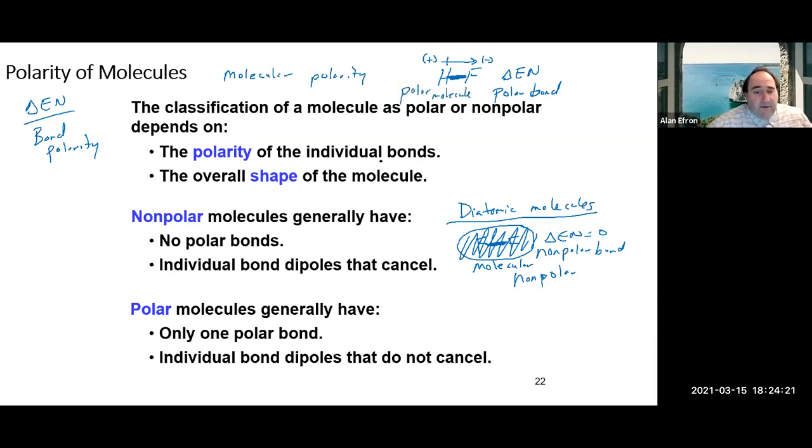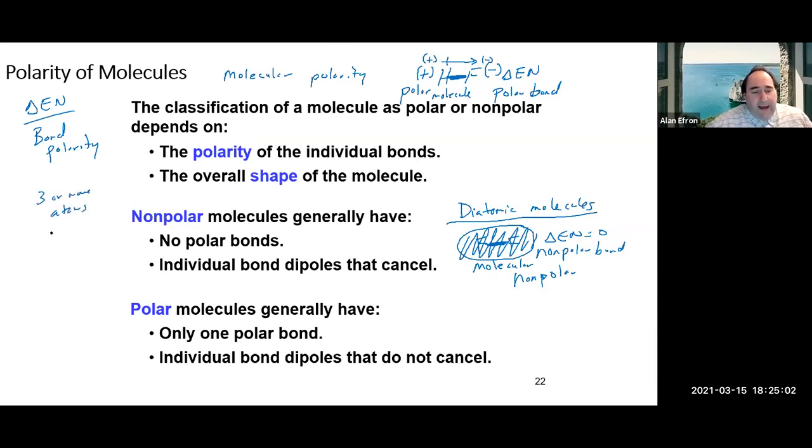So diatomic molecules are really easy to determine: is the molecule itself polar or nonpolar? It's because they only have one bond. So if you're able to identify the bond as being polar or nonpolar, you will be able to identify the molecule as being polar or nonpolar because only one bond makes up the whole thing. A polar molecule means that this side of the molecule is more negative where the fluorine is, and this side is more positive. Now, when you're dealing with more than two atoms, three or more atoms, you have to look at two things.